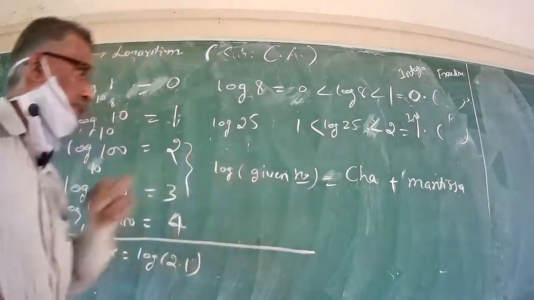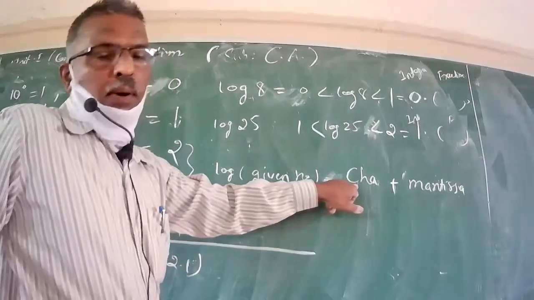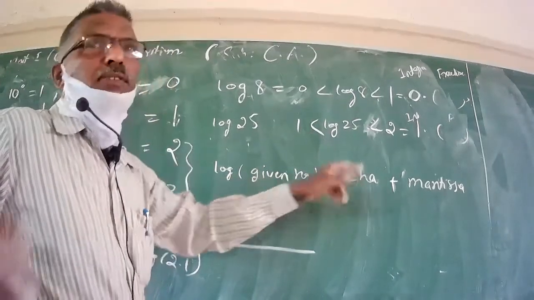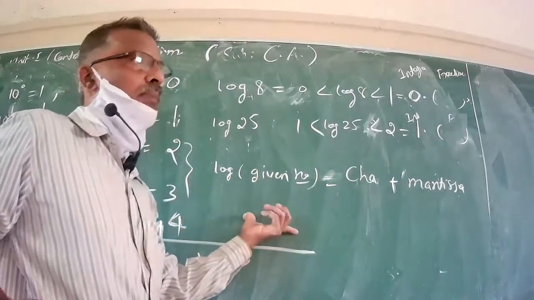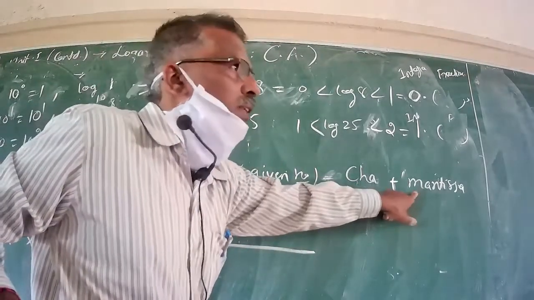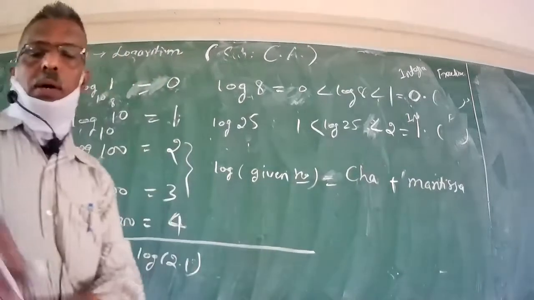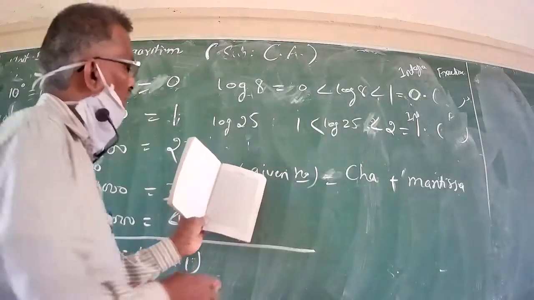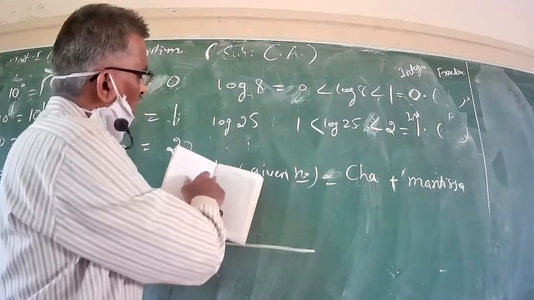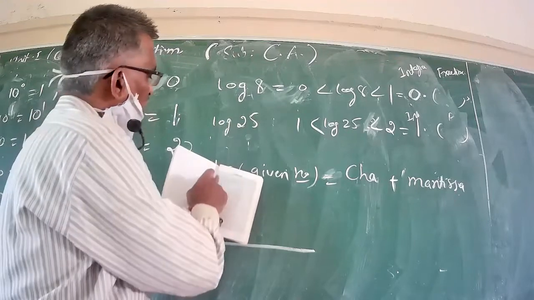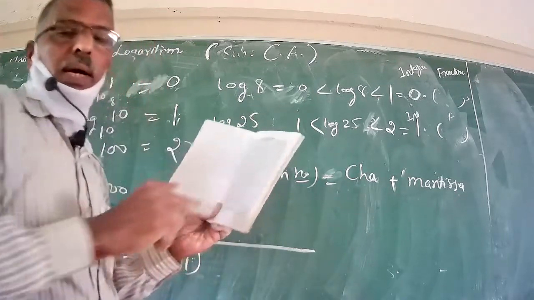The characteristic part can be found by visual inspection, that is, by counting the number of digits. But the Mantissa part is obtained from the logarithm table. Here you find the numbers 10 to 99 and their logarithms. This is the logarithm table.